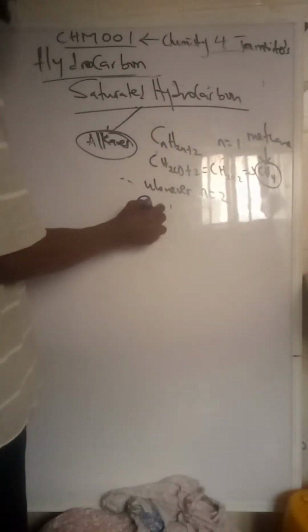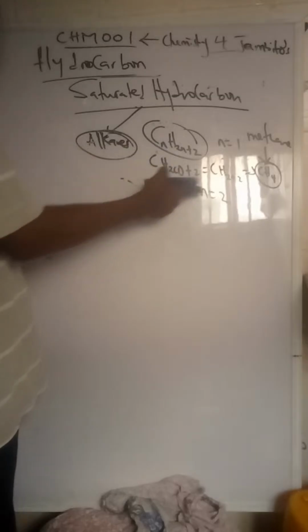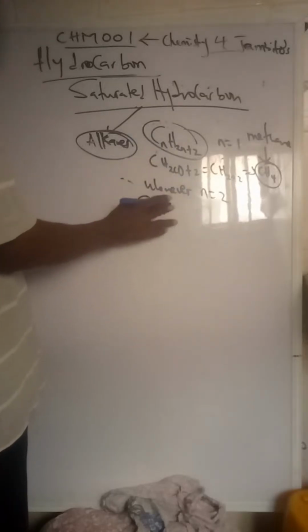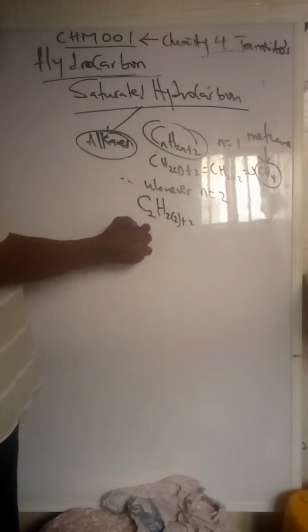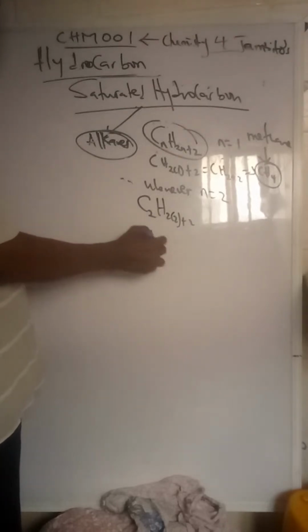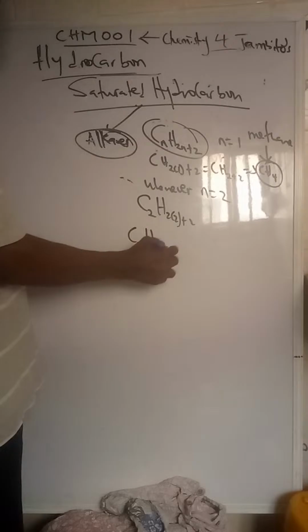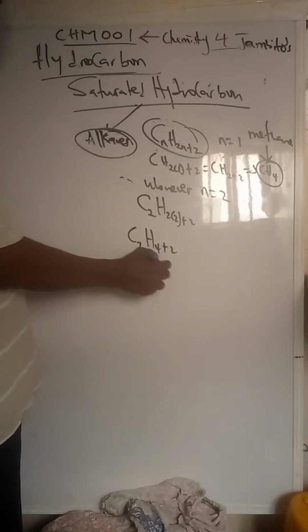Whenever n equals 2, what shall we have? We shall have C2. We are using this formula to deduce what we get when n equals 2. So C2, then H2 times 2 plus 2. Then we are having C2 H4 plus 2. At the end of the day, we are having C2 H6.